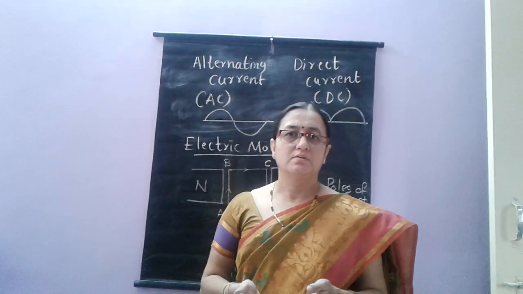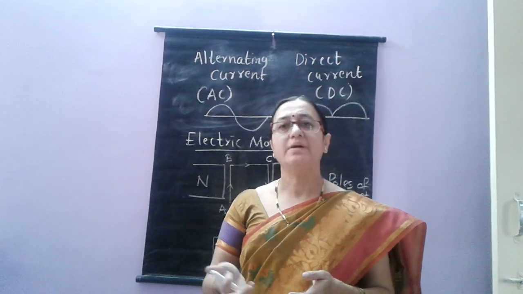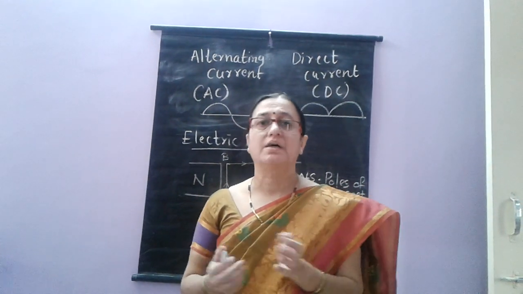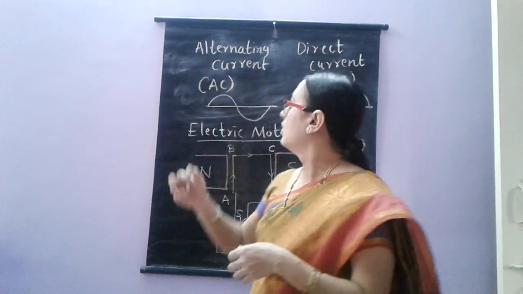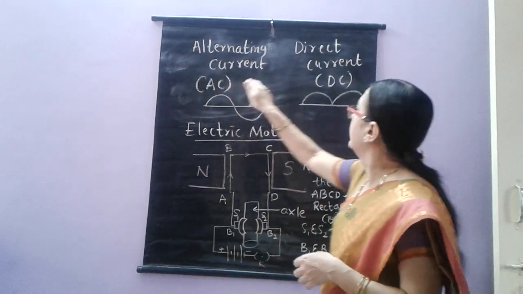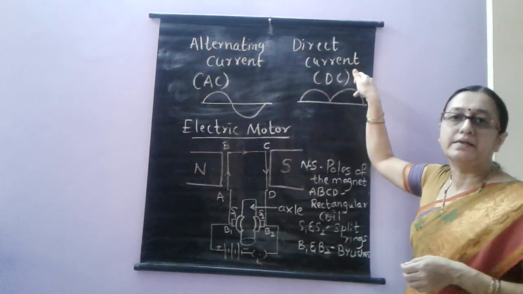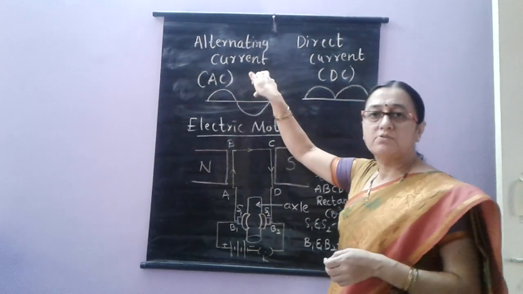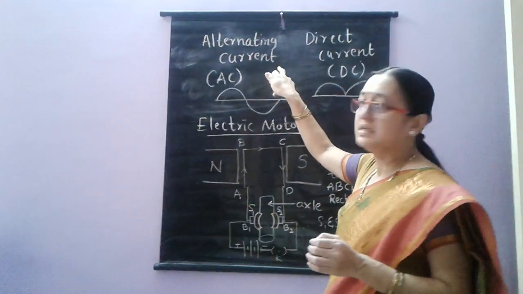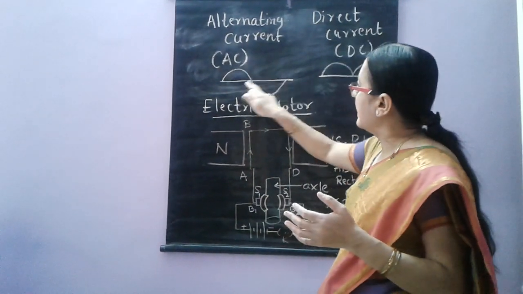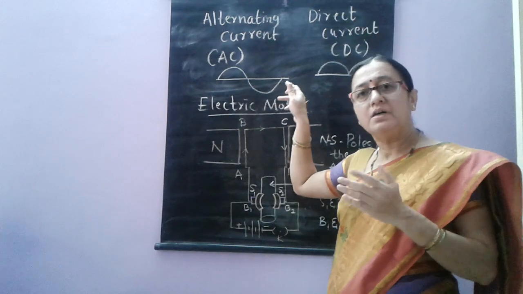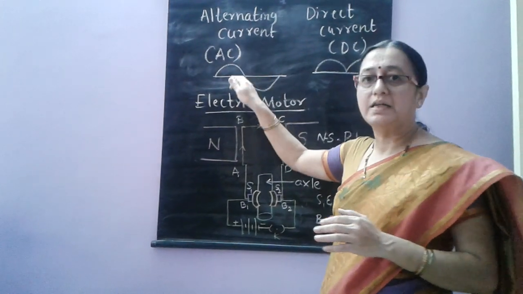Now coming to the introduction about the current. There are two different types of currents which are generated: one is called alternating current and the other is called direct current. Alternating, as the word itself says, is a current which changes its direction every half cycle of the rotation. That is called alternating current.